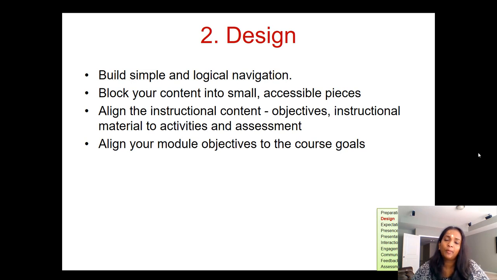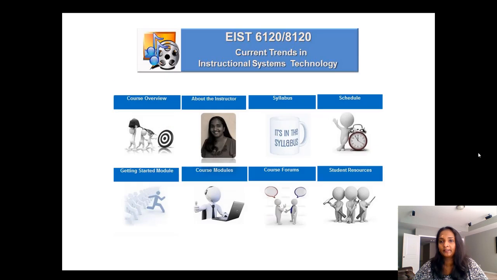Block your content into small accessible pieces. Chunking is important. I usually do it by week. Some faculty do 2 or 3 weeks together, so you want to see what works for the particular content that you're teaching. Alignment is critical. You want to align your instructional content with objectives and instructional material to activities and assessment. Students should be able to see that clear alignment between those four things. And also you want to make sure that each week's objectives are aligned to your course goals.